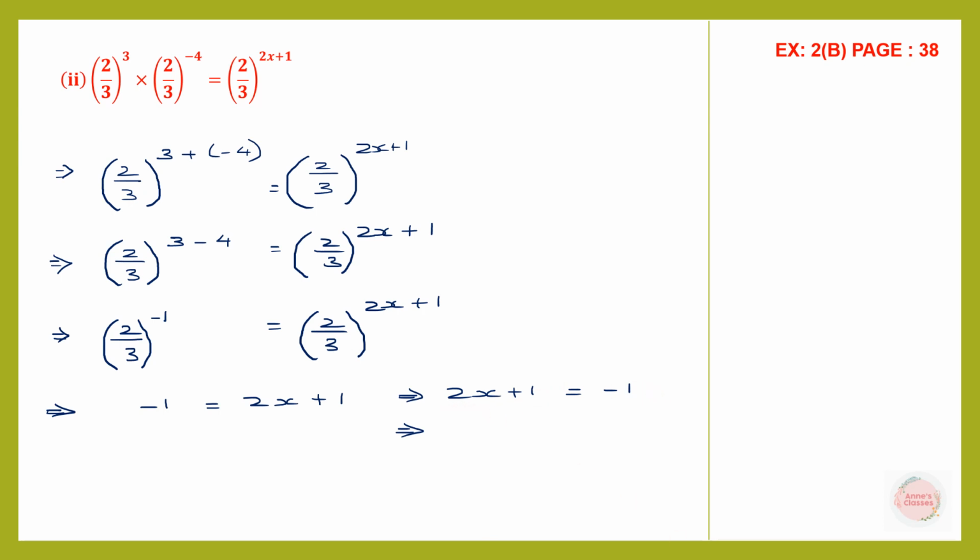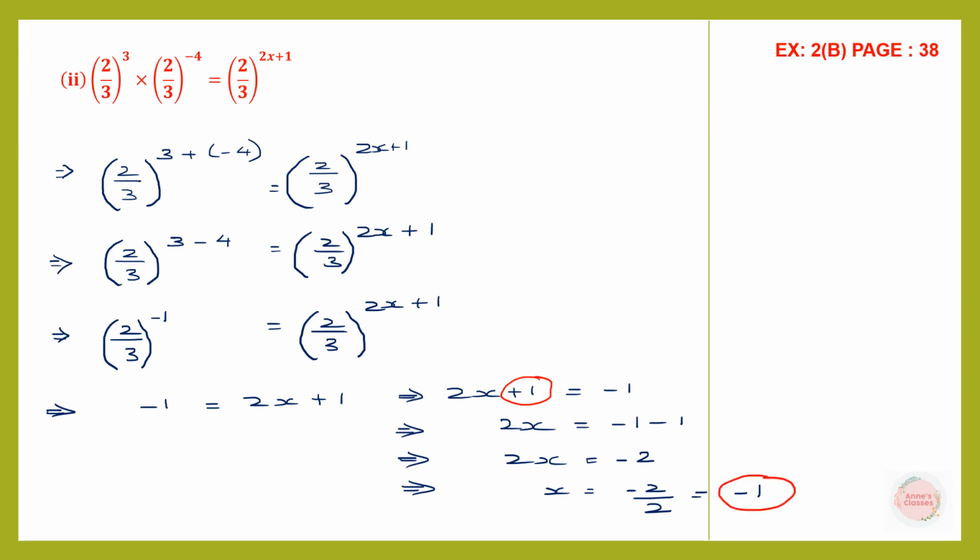Now I'm going to leave 2x on the left hand side itself. On the right, I have minus 1. I'm going to transpose this plus 1 to the other side. It's going to become minus 1. So now 2x is equal to minus 2. Therefore, x is equal to minus 2 by 2, which is equal to minus 1. So we have our answer. Minus 1 is our answer.